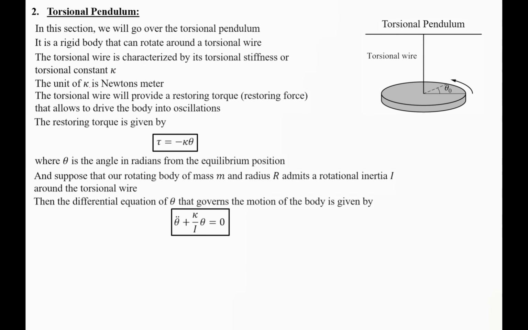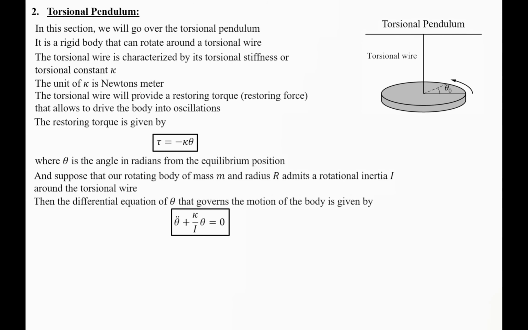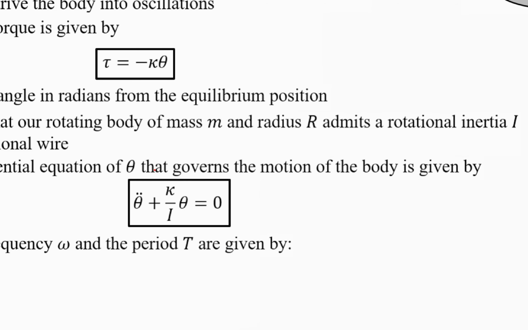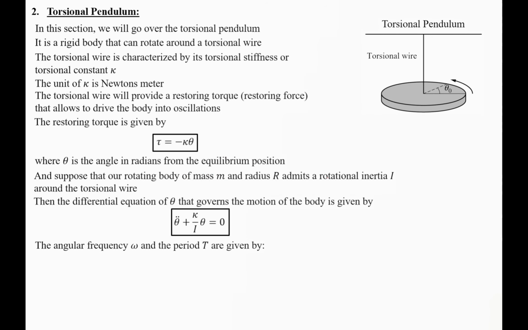The units of kappa and I agree in such a way that this equation agrees dimensionally. The angular frequency omega in this case and the period are given by what? This conforms to the form theta double dot plus omega squared theta is equal to 0, which means omega is given by square root of kappa over I, and the period would be given by 2 pi square root of I over kappa.